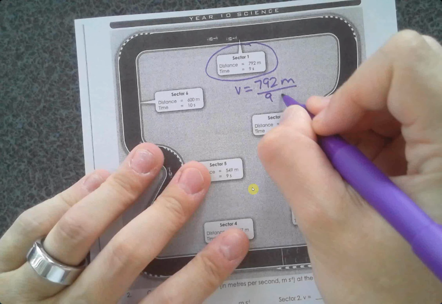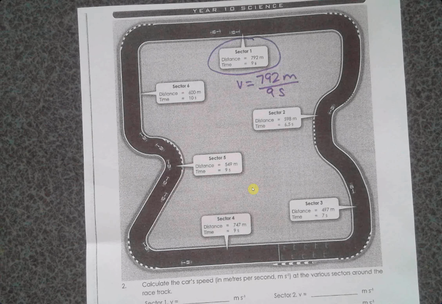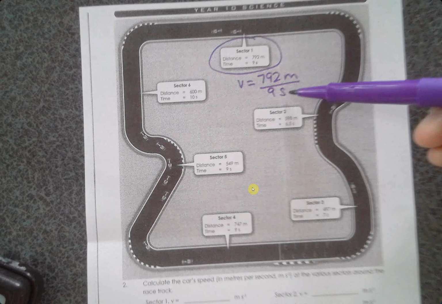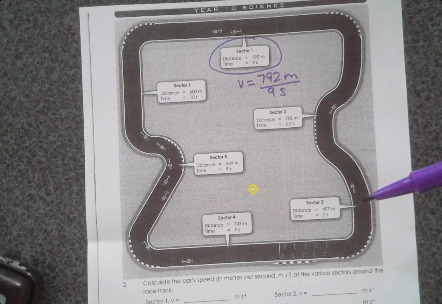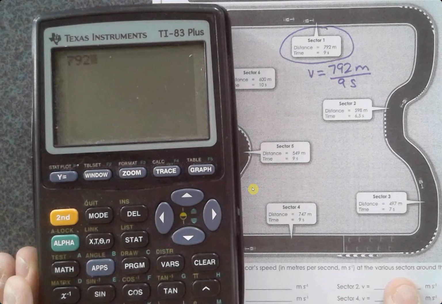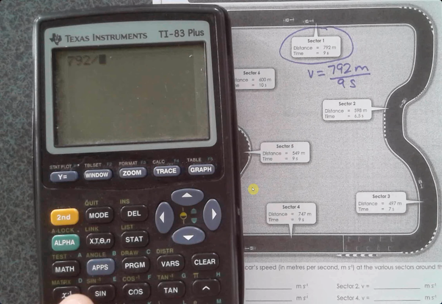I like to write the units down, so that way I can double check if I have the right answer, because my answer should be in meters per second, because that's what the unit is for velocity. So let's turn on my calculator, and we're going to do 792 divided by 9. So we get 88. And that's meters per second.